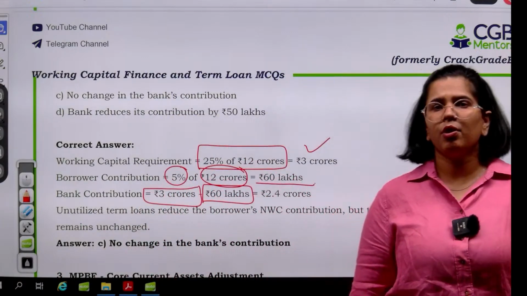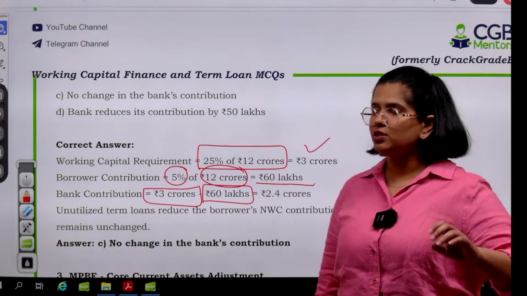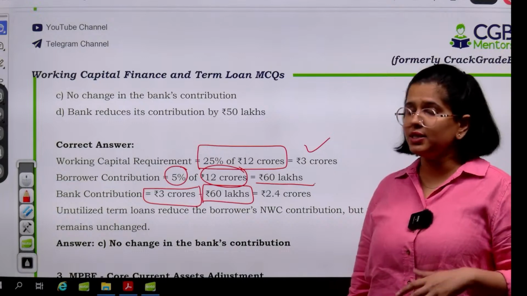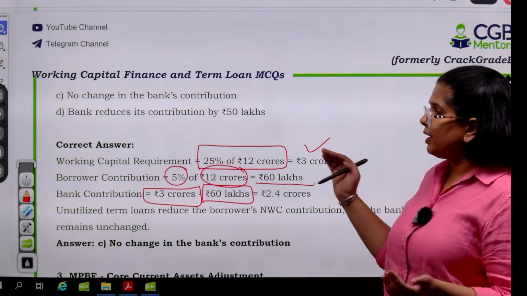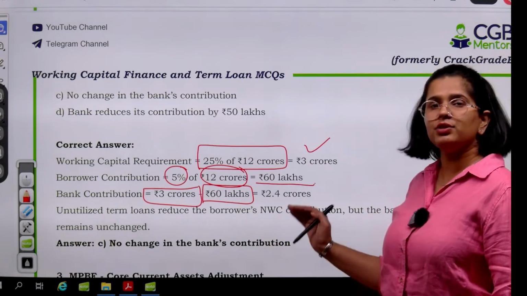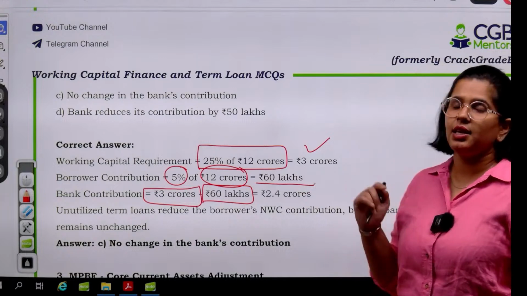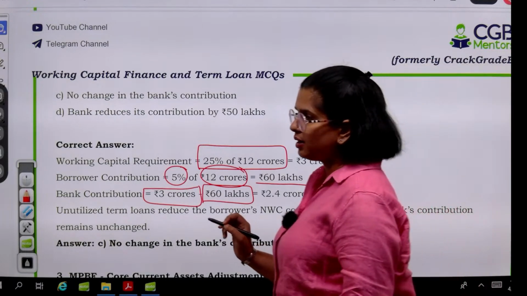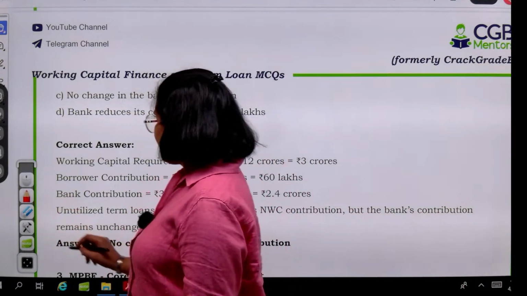Now whether the borrower has unused funds or does not have unused funds, it doesn't matter, right? It in no way impacts the bank's contribution. Fine.